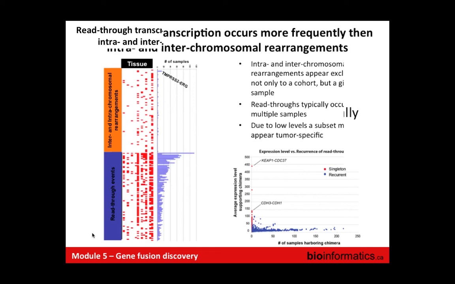And you have to be careful because even though it's occurring across multiple samples, sometimes it's at a fairly low level and it can just end up being tumor-specific by chance. So you see it in a few of your tumors and not in your normal and think, this is a tumor-specific event, but really it's not. It's just that you maybe didn't see it by chance in the normals.